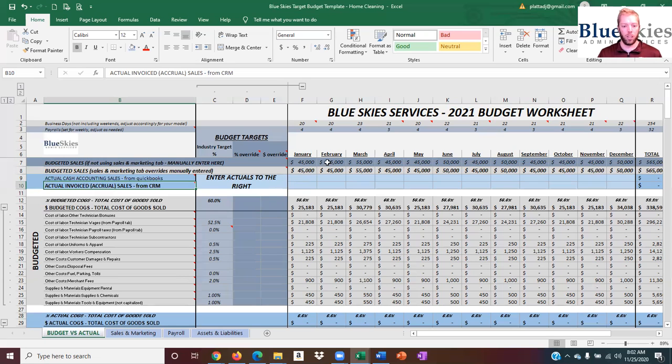So it's important each month to put in your cash sales, how much money got deposited in your bank account. That would be your sales number in QuickBooks. And then your accrual sales would be your sales number in your CRM, how much you invoiced that month.